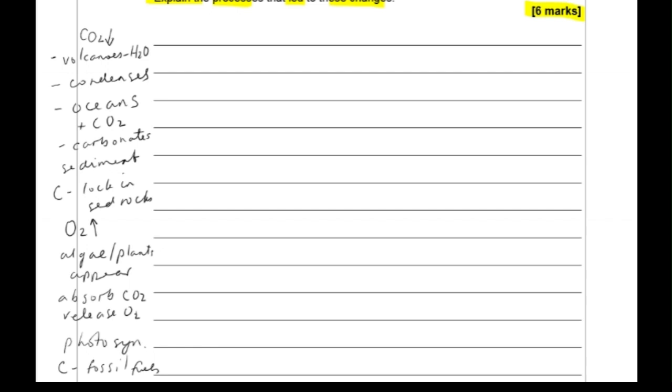Now, if we look at the oxygen, that's gone up, and this is because of algae and plants first appearing. These absorb carbon dioxide through photosynthesis and release oxygen, and therefore the carbon is locked up in the fossil fuels as well. So we use those notes, and this is what we've got. This is our full answer.